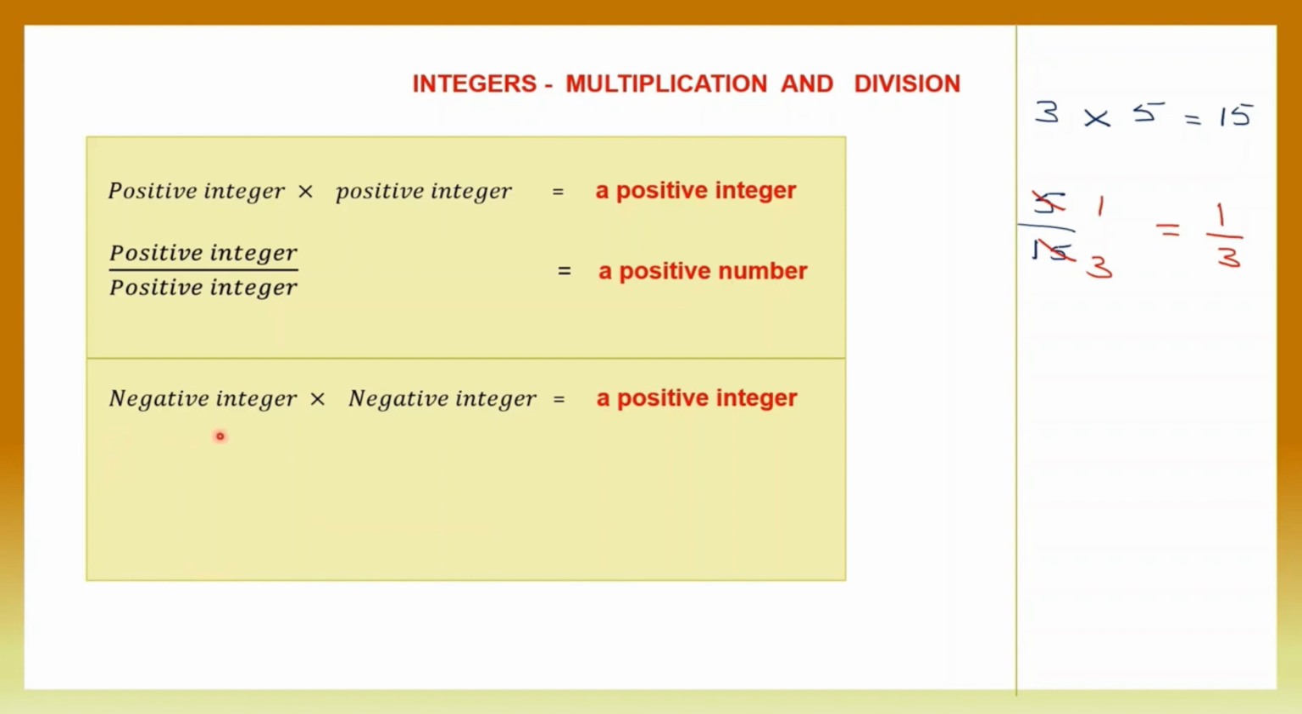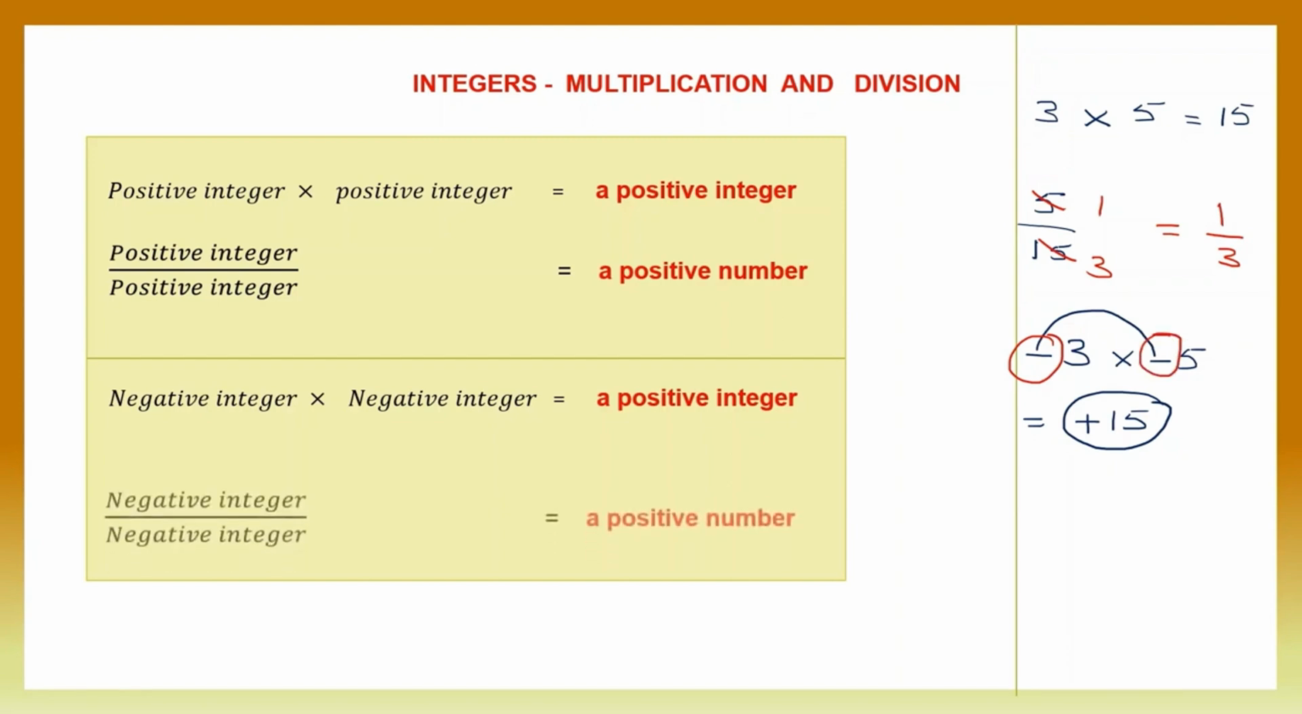Now let's go to the next one. A negative integer into another negative integer is a positive integer. So let's take the same example given above. Minus 3 into minus 5. Signs when you multiply, minus into minus is plus. 3 5s are 15. So we have got a positive integer, though we multiplied two negative integers.